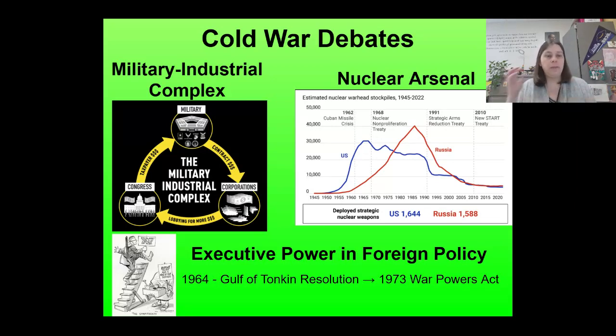The classic example of this, and the thing that raises the most debate, is the Vietnam War. I mentioned that the Vietnam War starts under Johnson in 1964. Johnson actually wants Congress to declare war. Congress doesn't want to declare war. They're a little worried about escalating things. So instead, Congress passes a law called the Gulf of Tonkin Resolution.